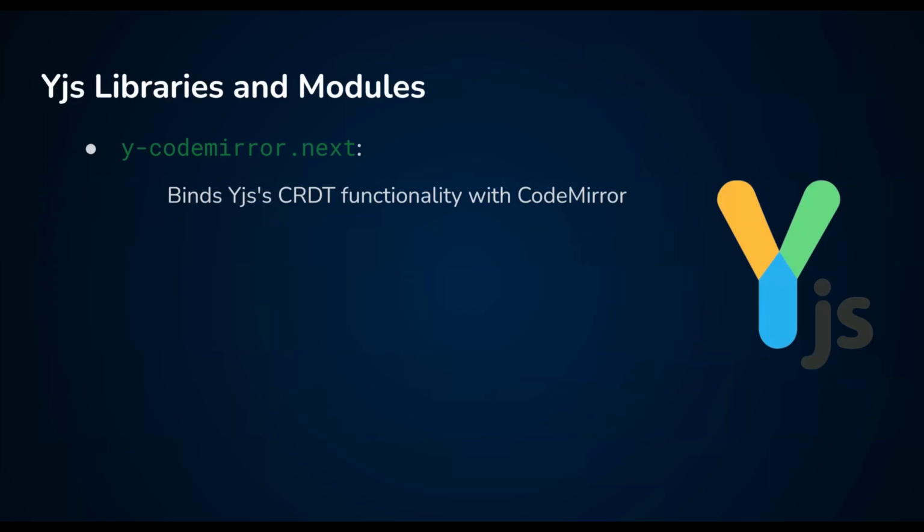This module binds YJS's CRDT functionality with CodeMirror's built-in state management. YCodeMirror Next was built specifically to track changes within CodeMirror and also to manage undo and redo actions so that users don't actually accidentally undo each other's edits. So this gives us a handle on the contents of the editor and also helps to funnel the content of the editor into a CRDT data structure.